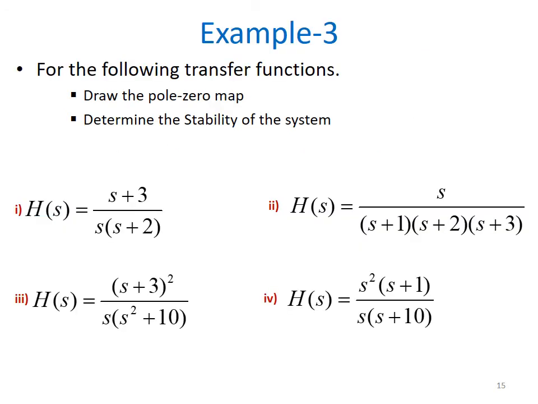now again we are giving 4 transfer functions and we have to draw the pole-zero map and determine the stability of the system, right? So we know how to find out the poles and zeros. In this case we have only one zero located at -3 and we have 2 poles at 0 and -2. Now we have to draw these poles in the S-plane. So let us draw the poles and zeros in the S-plane and determine the stability.